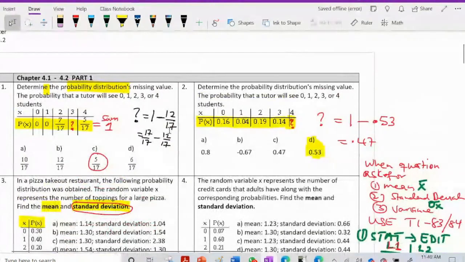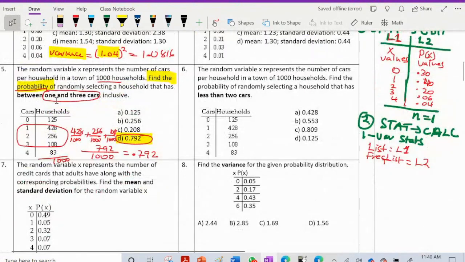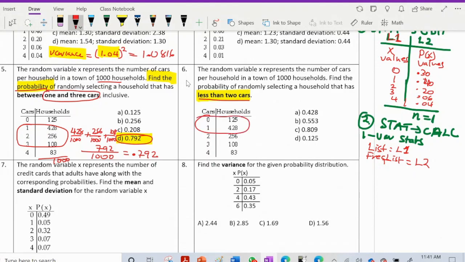Something is missing, like question one and question two. It could ask you for probability, find a mean, standard deviation, which you have to use your TI. Question four, question five, or it could ask you for probability. Question five, question six, probability of something. Like here, it says something less than two cars, right? So less than two, two is excluded. So you're only looking for zero and one, and that's what you're going to work on in less than two.